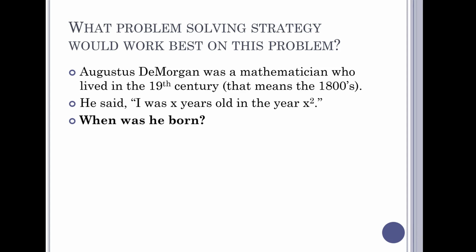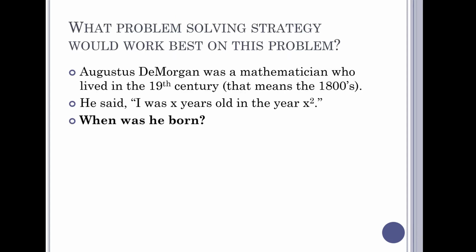Now, one last one. What problem-solving strategy would work best on this problem? Augustus de Morgan was a mathematician, this is true, he really was, who lived in the 19th century. That means the 1800s. He said, I was x years old in the year x squared. When was he born? So again, it looks like algebra, right? Because it's got x's in it.